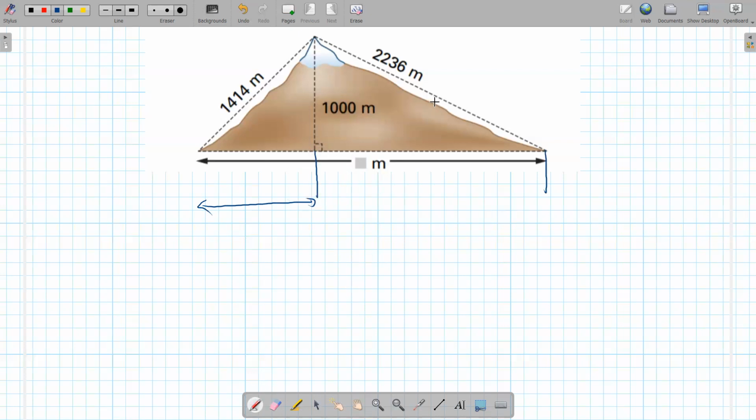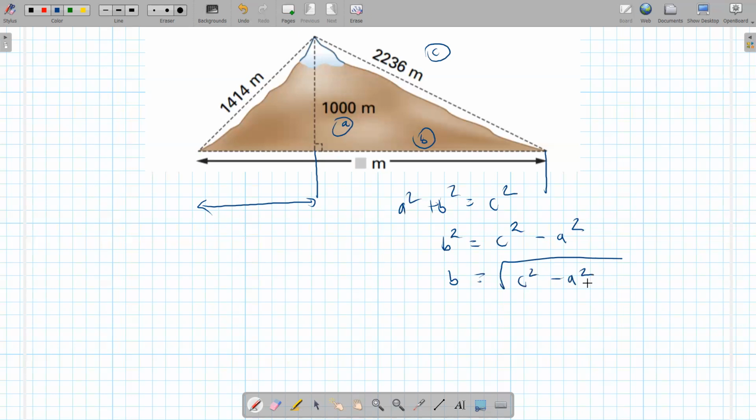Let's look at the triangle on the right. So which side is this one, 1,000: A, B, or C? It's A or B. So this has to be the C, right? And we're looking for B. So how do we find B? A squared plus B squared equals C squared. Step one, subtract A squared from both sides. So you get B squared equals C squared minus A squared. And then you square root both sides. So there you go. That will always give you B. Now it's just a matter of plugging things into the calculator. Plug it in and tell me what you get.